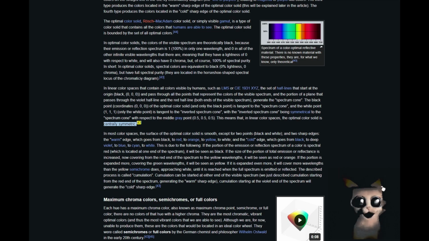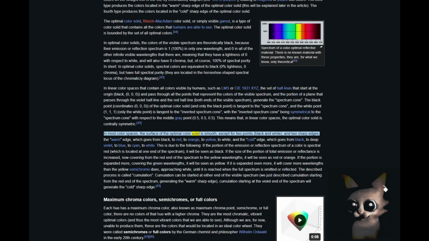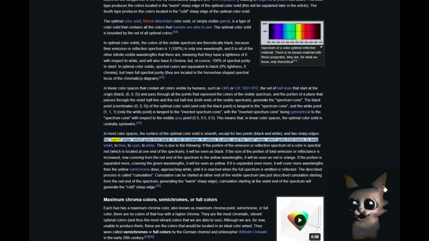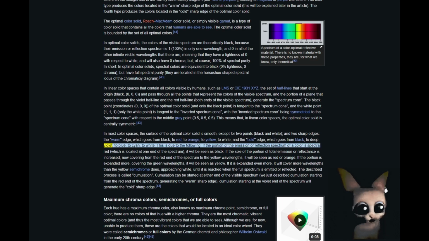43. In most color spaces, the surface of the optimal color solid is smooth, except for 2 points, black and white, and 2 sharp edges: the warm edge, which goes from black to red to orange to yellow to white, and the cold edge, which goes from black to deep violet to blue to cyan to white. This is due to the following.